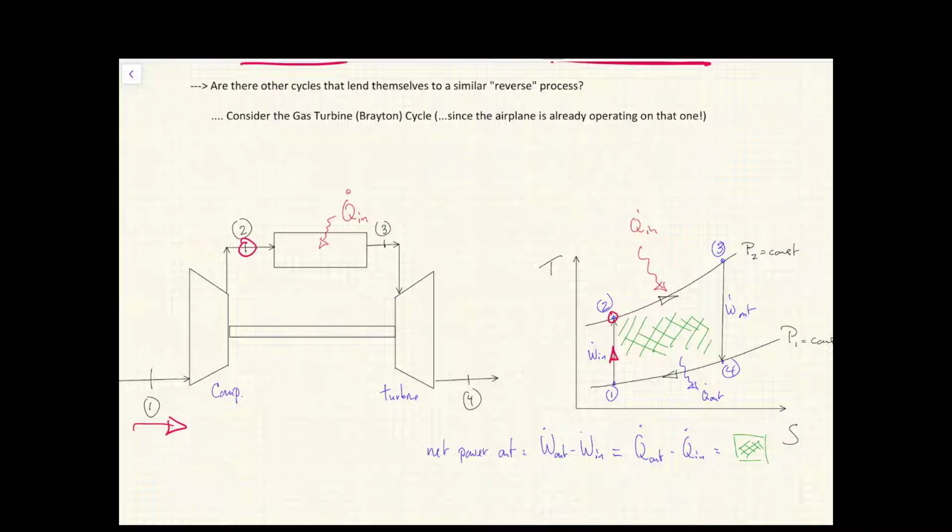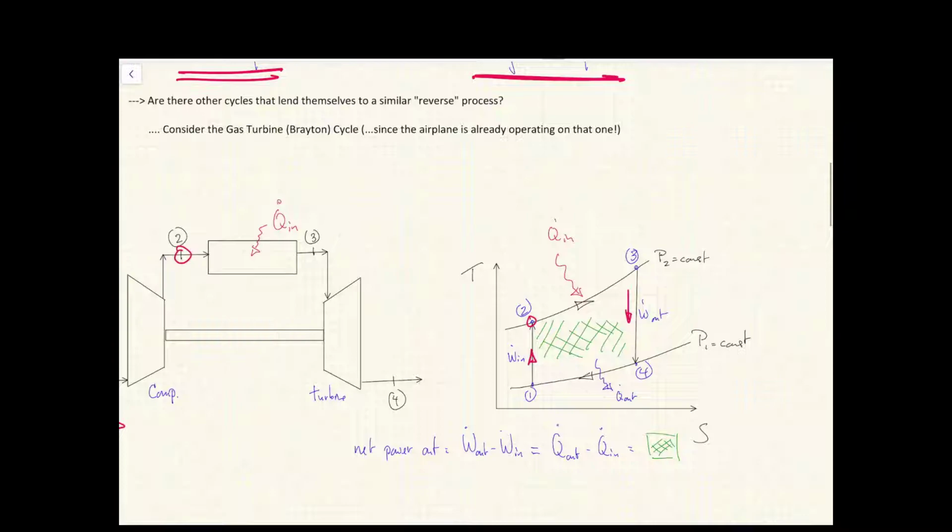We added heat between 2 and 3, and then we used this divergence of the isobars to produce a large power work out, comparatively, compared to what went in, so that we had a net work out. Which, as we saw in our analysis of the entire cycle from the first law, the net work out is equal to the net heat, in minus out. And that's going to be equal to the hatched area underneath the TS diagram that we've got over there. So that's a positive work out that we've got.